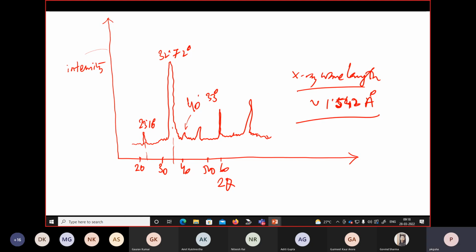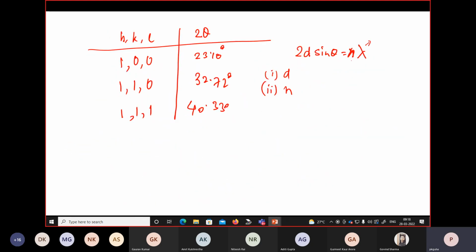So for all the lines we basically consider n equal to 1, the first order maxima, because higher order maxima you are hardly able to detect, as the scattered X-ray is so faint. So we can write 2d sin theta. As I told you, we are interested in finding out d. 2d sin theta equal to lambda, because we are considering n equal to 1, since our practical experience tells us that for higher order n we hardly get any peak.